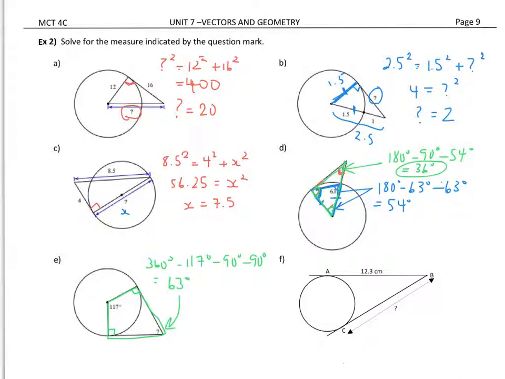For part F, I have a common point B. I have two tangents coming out of here, and our theorem says that these have to equal each other. So this will just be a straight-on 12.3 units, and in fact our units are centimeters.